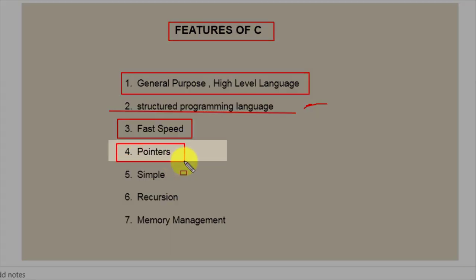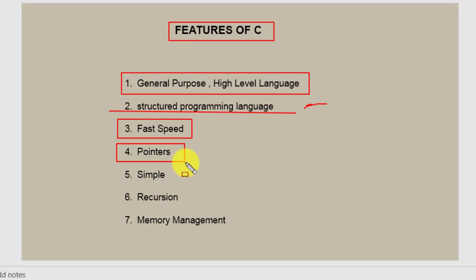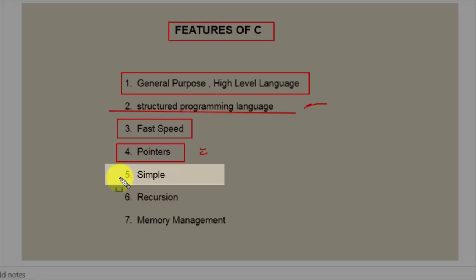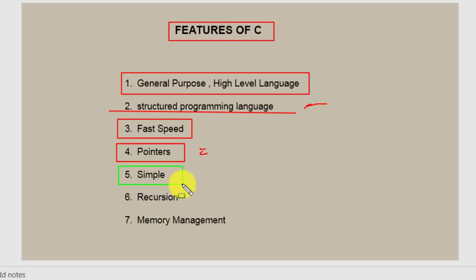Now pointers. C contains features of pointers. We can directly interact with memory by using pointers, and we can use pointers for memory, arrays, functions, structures. C is a simple language. It contains a rich set of library functions and data types that makes it easier to understand and code using C language.